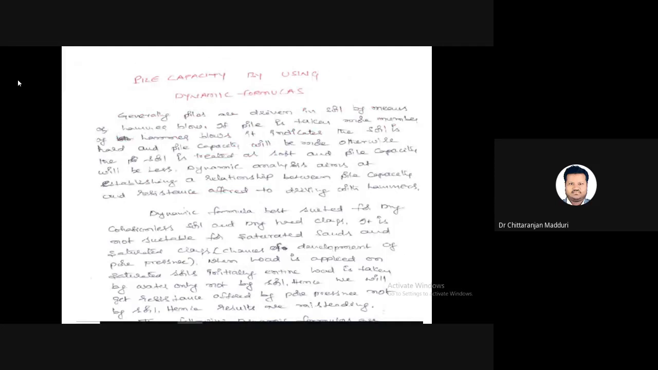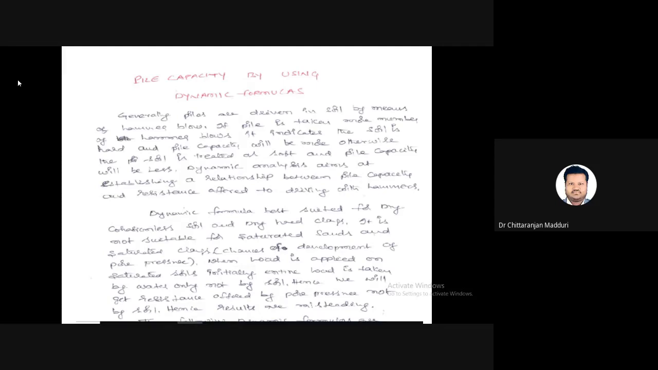So dynamic formula. Till now I have explained how to estimate the pile capacity by using static formula. Now onwards I am going to discuss the estimation of pile capacity by using dynamic formulas. Generally piles are driven in soil by means of hammer blows. If the pile takes more number of hammer blows, it indicates the soil is hard and pile capacity will be more. Otherwise, the soil is treated as soft and pile capacity will be less.